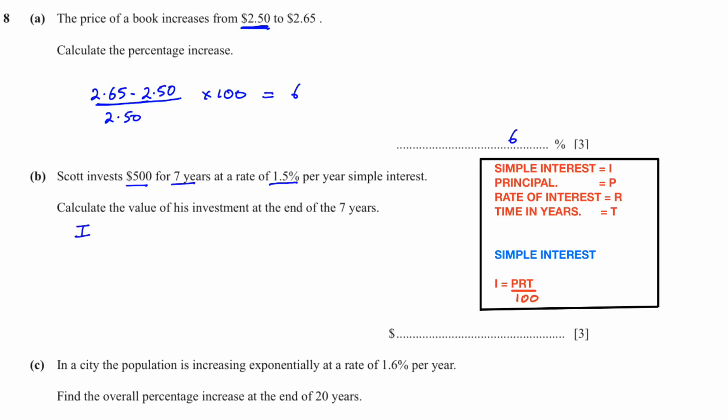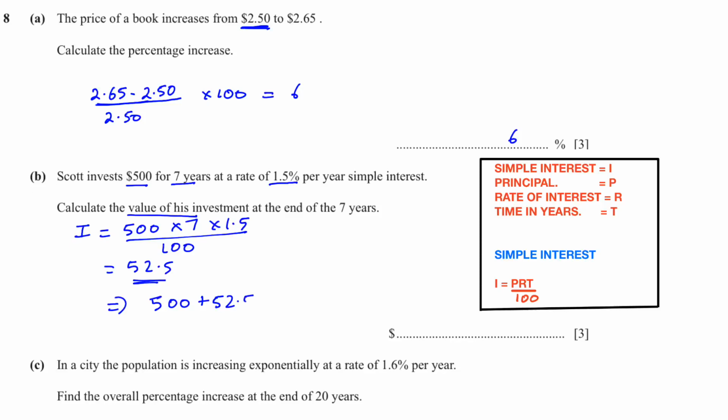So interest is going to be 500 times 7 times 1.5 divided by 100. It will be 52.5. This is our interest. They don't want our interest. They want the value of his investment. When they say the value of the investment or the amount, we are going to add to his principal. His principal was 500. We will add 52.5. So this is the total amount that he's going to get at the end of 7 years.